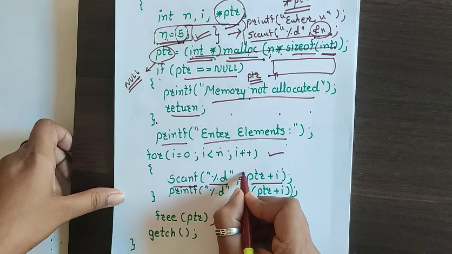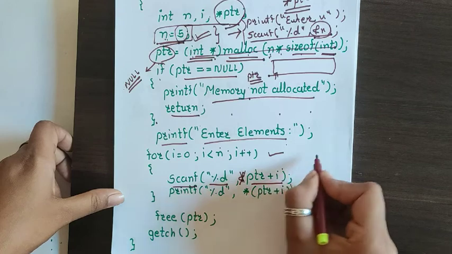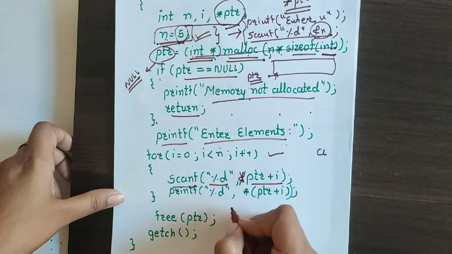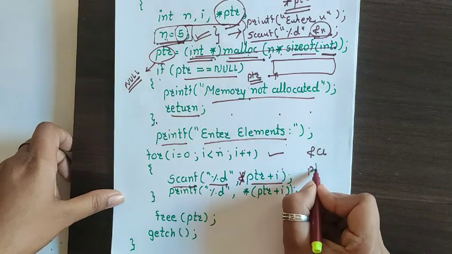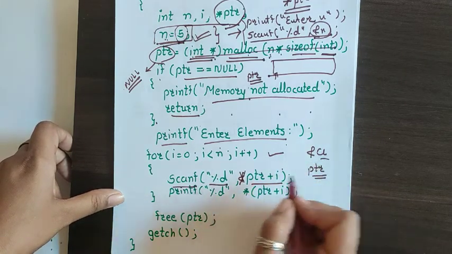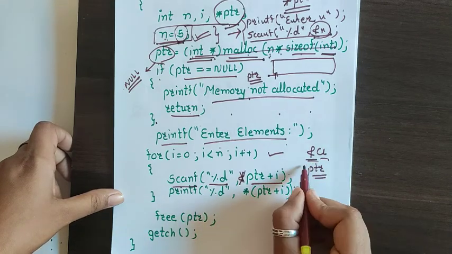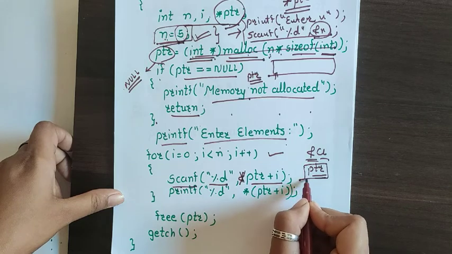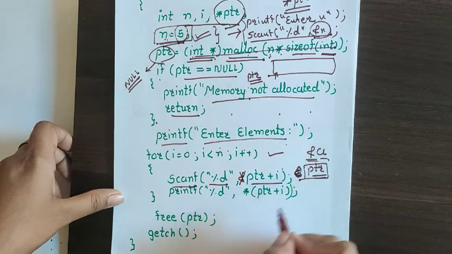Now here I have not written ampersand. Why? Because if I'm having a normal variable a, I need to write ampersand a, because a is not an address. But ptr itself is an address, so I cannot write ampersand in front of an address. It is already an address.